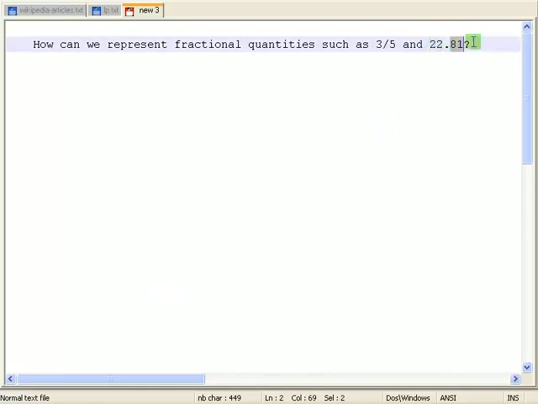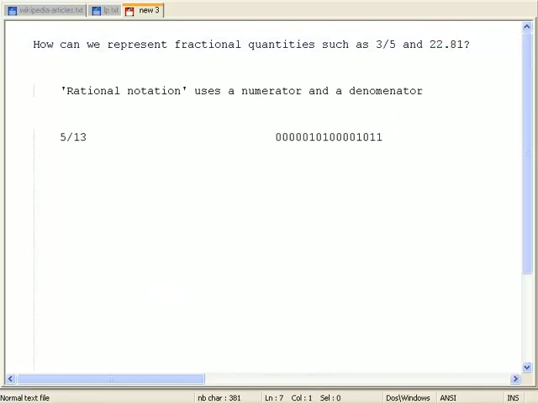And as it turns out, there are 3 major schemes for doing this. The most straightforward scheme, I think, for expressing fractional quantities in bits is called rational notation, which is essentially we designate some number of bits to represent the numerator as an integer, and then we designate some other number of bits to represent the denominator as an integer. So say if you wanted to express the fraction 5 over 13, perhaps we'd use 8 bits to represent the numerator, so 5 expressed in binary is this, and then say 8 bits to represent the denominator, and 13 expressed in binary is this bit pattern, and so we have our fraction.